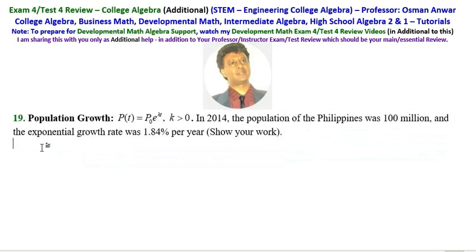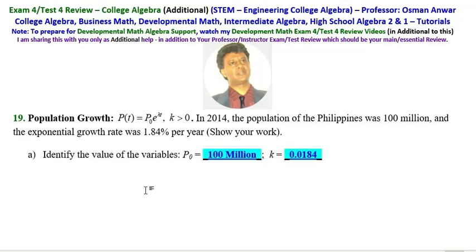Number 19 is population growth. P of t equals P naught e to the kt, where k is greater than 0. In 2014, the population of the Philippines was 100 million, and the exponential growth rate was 1.84% per year. A. Identify the value of the variable P naught. So P naught is the initial population, which is 100 million. And k is the rate, so the rate of the growth was 1.84%, which is 0.0184.